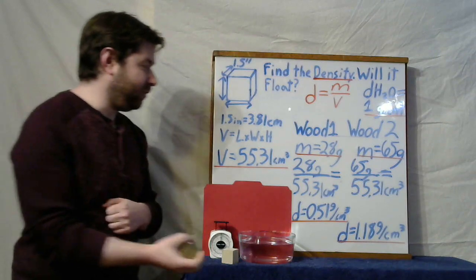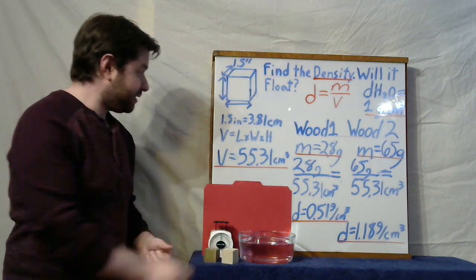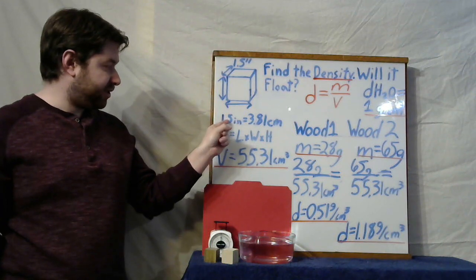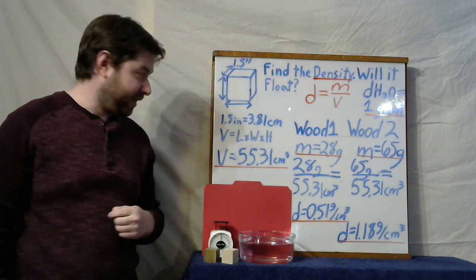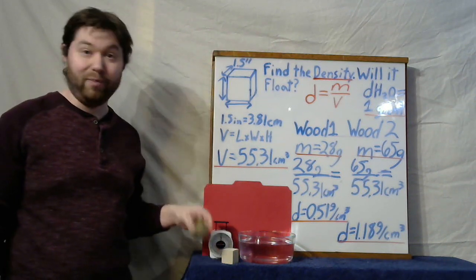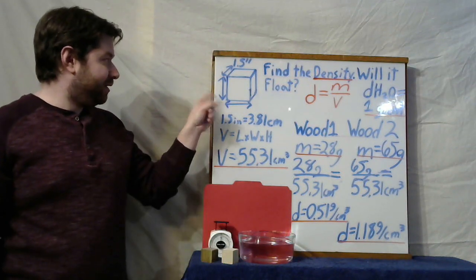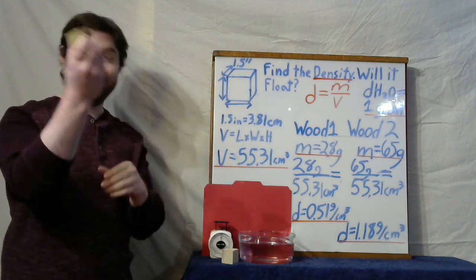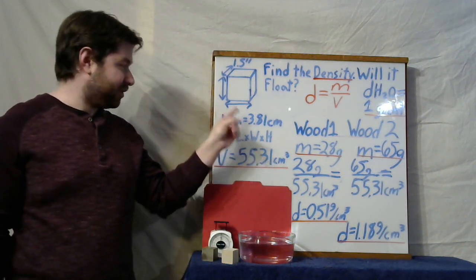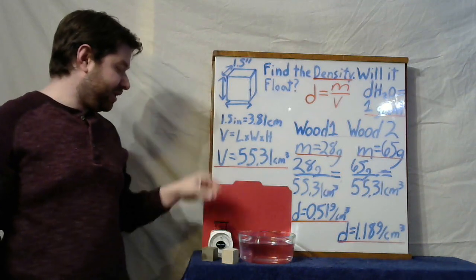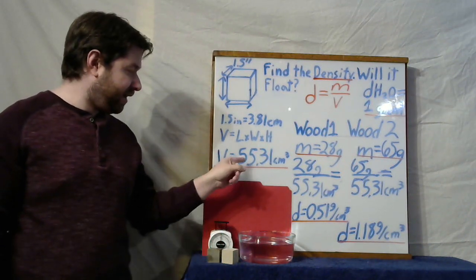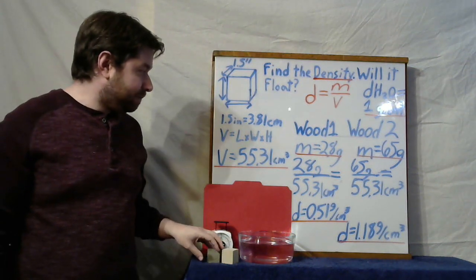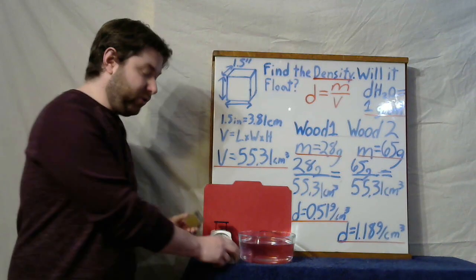Now you might notice that we're using units of centimeters. So first, we're going to convert our 1.5 inches to centimeters. And 1.5 inches equals 3.81 centimeters. Okay? And then to find the volume, as many of you might remember from geometry, a rectangle or any three-dimensional thing like this is going to be length times width times height. So that's going to be 3.81 times 3.81 times 3.81. So that's going to give us the volume of our cube, which is 55.31 centimeters, and the unit for that is centimeters cubed.